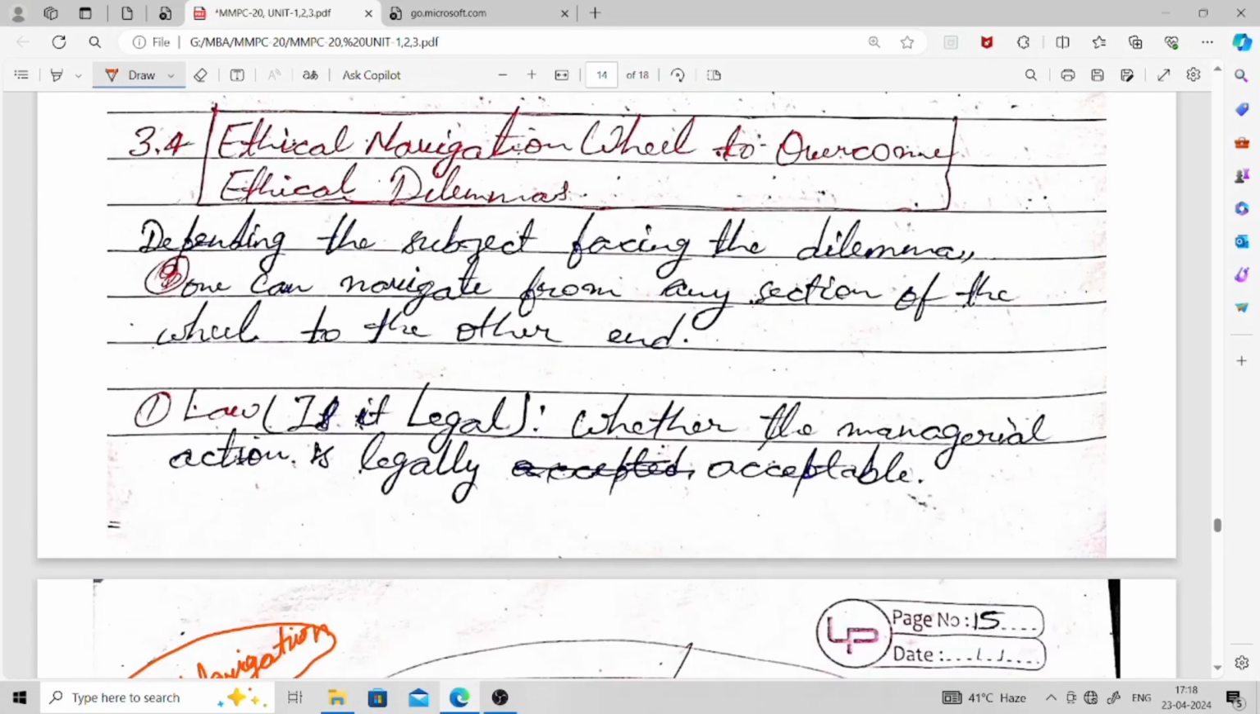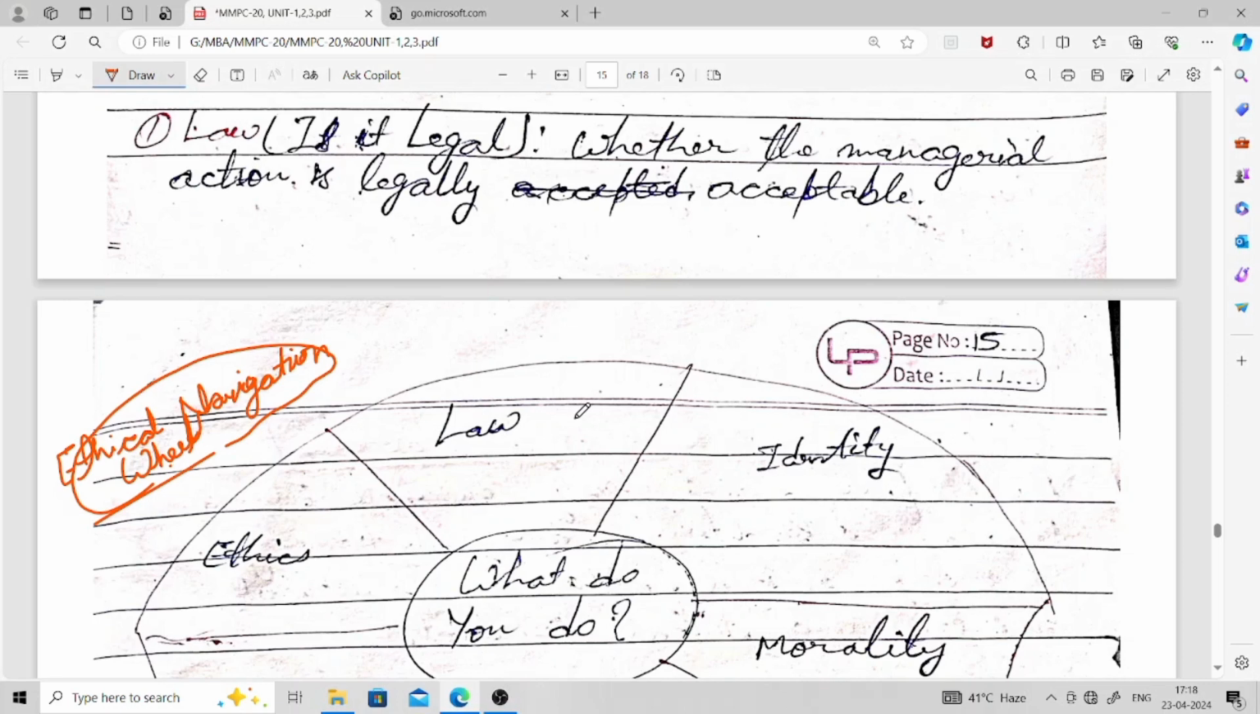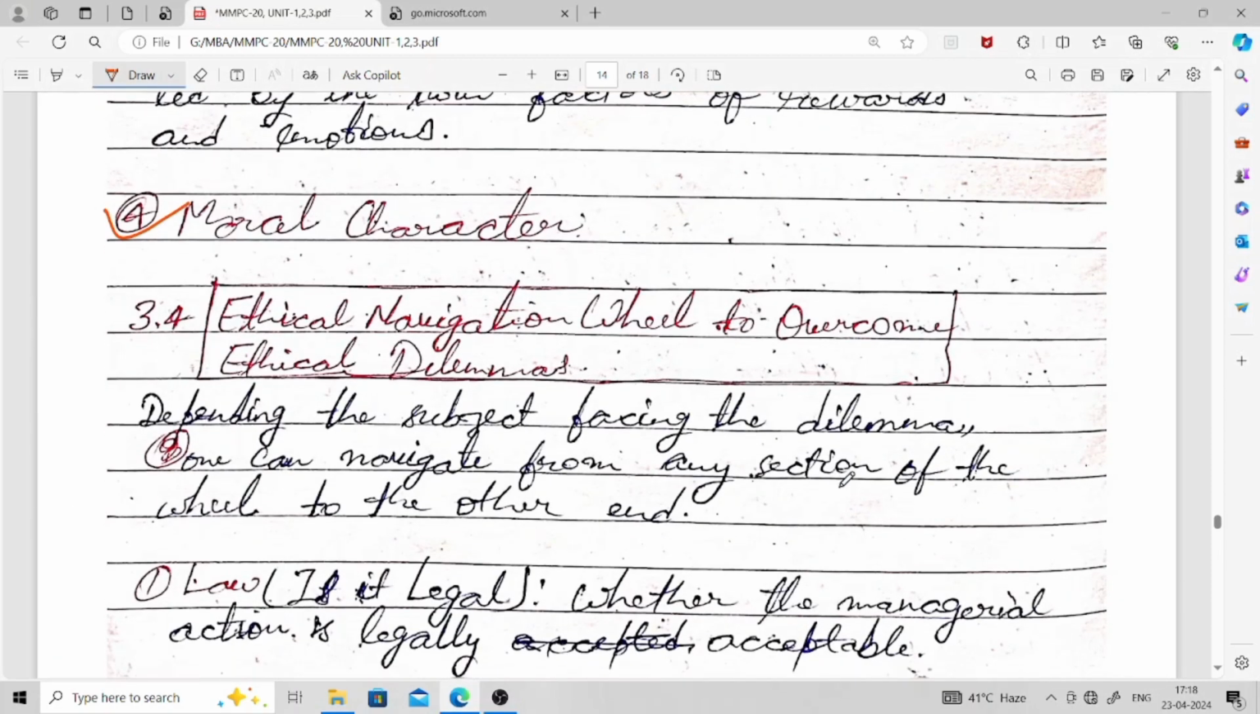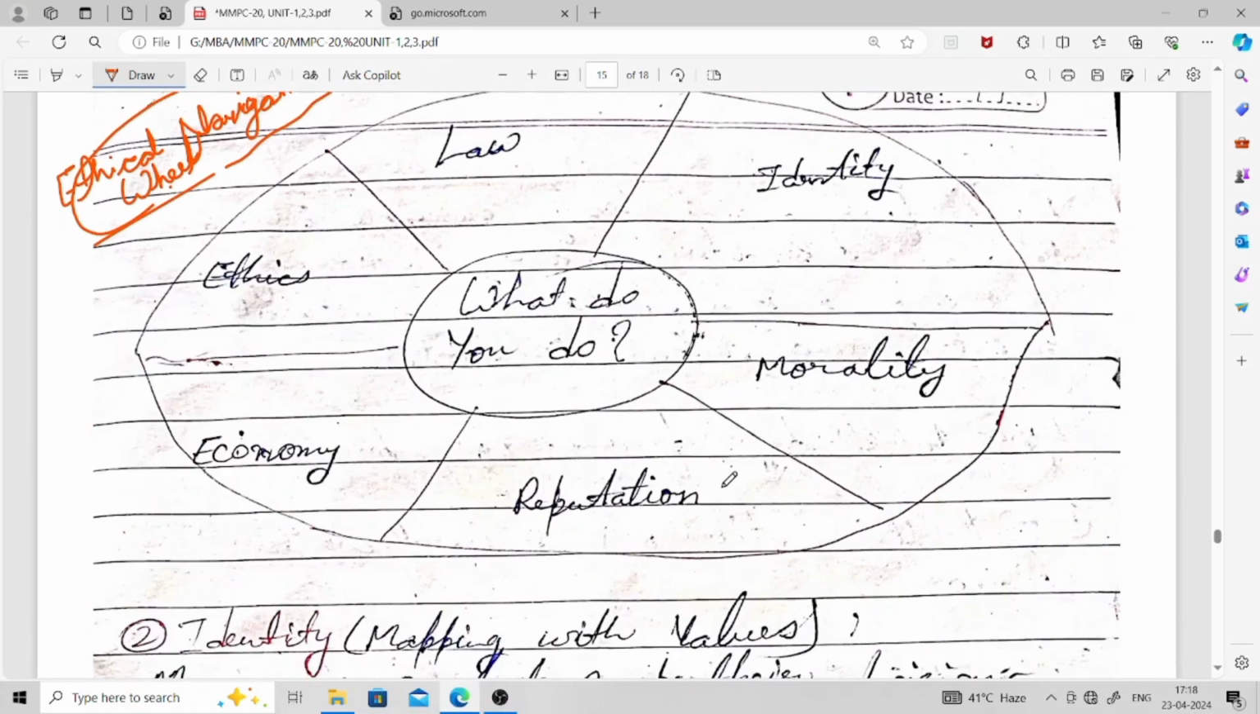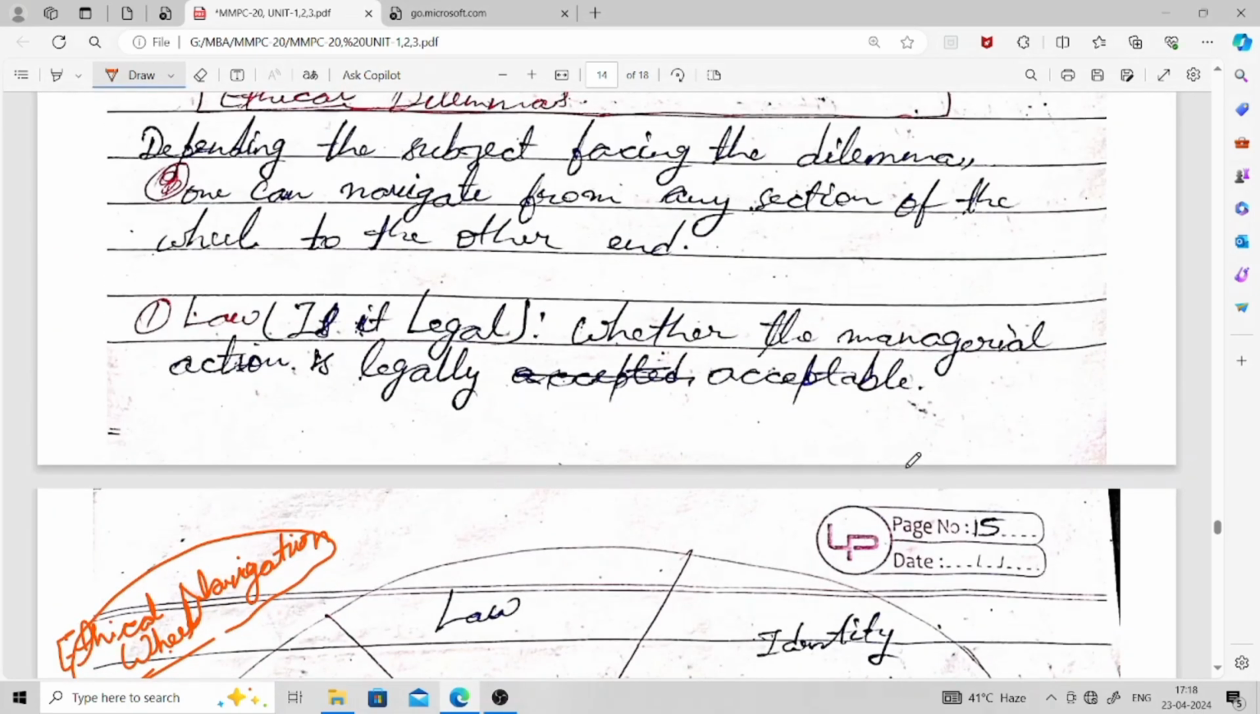The first thing that is given is law. Is it legal? That is the first thing you need to ask. I already said that you can start from anywhere. It is not that you always have to start from the law, or always from the identity. It depends on your situation or circumstances. The first one given is law. Is it legal? Whether the managerial action is legally acceptable should be considered.